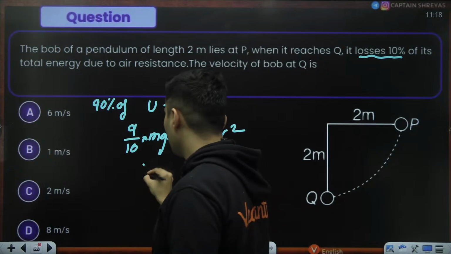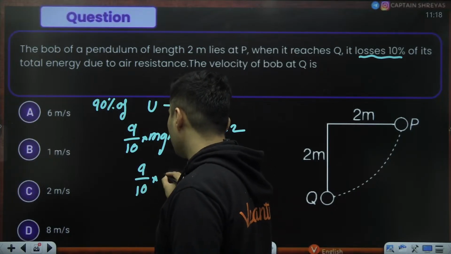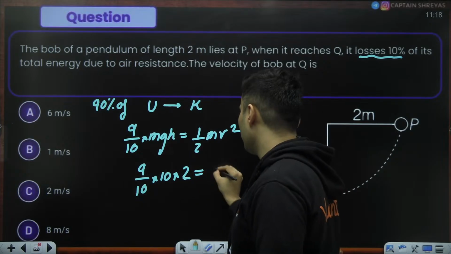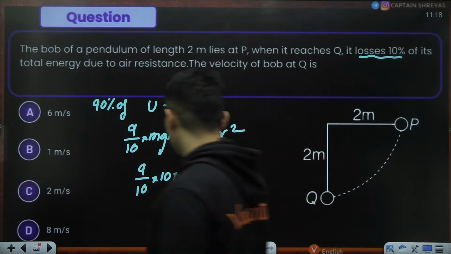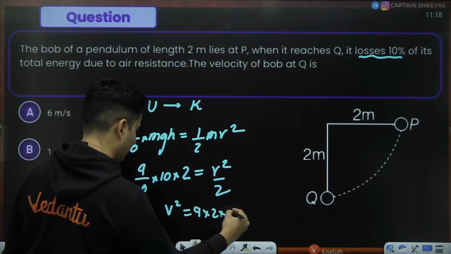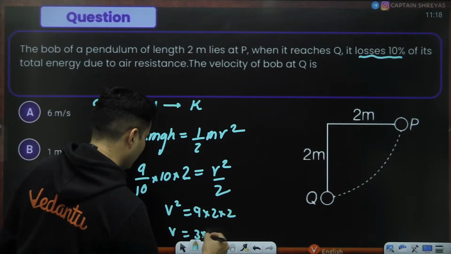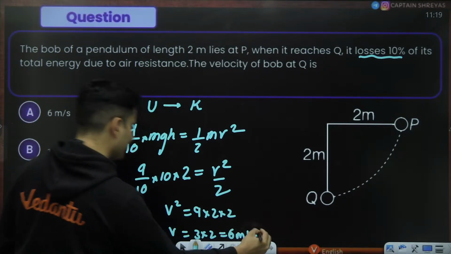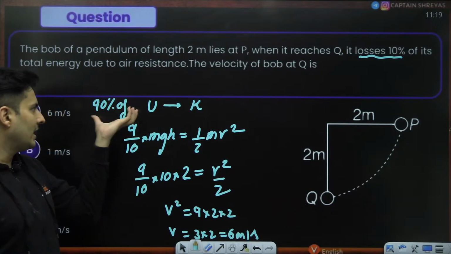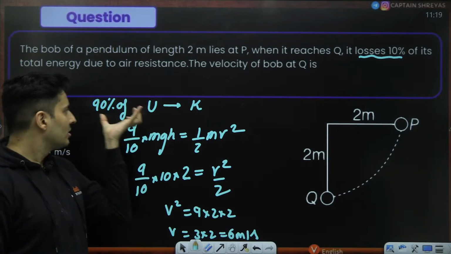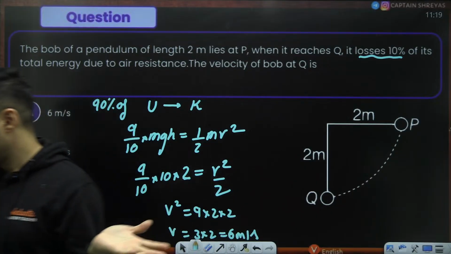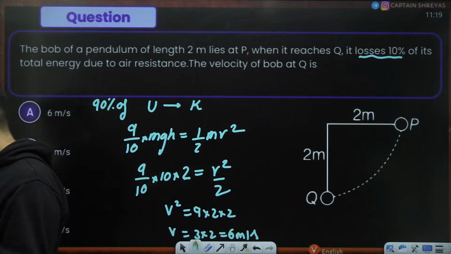m cancels. So 9 by 10, g is basically 10, height is 2 meters, is equal to v square by 2. 10 cancels, right? So v square will be 9 multiplied by 2. So v will be 3 multiplied by 2, which is 6 meters per second. So 6 meters per second is option A, of course. So this was the catch in the problem. 10% is lost. So only 90% of the potential energy is getting converted into kinetic energy. So that way you can easily get the answer.